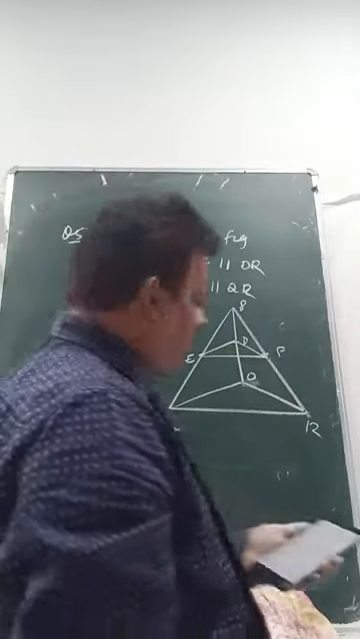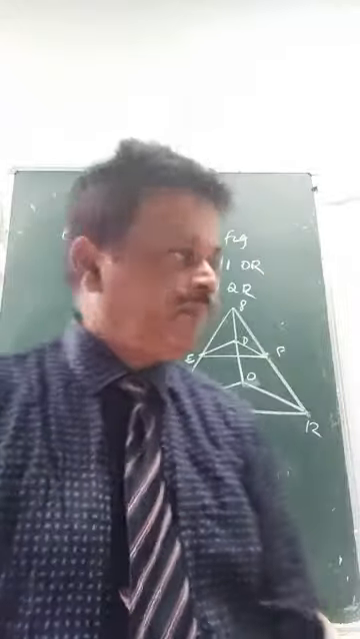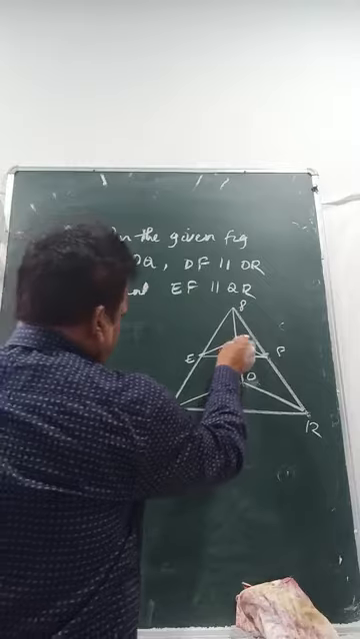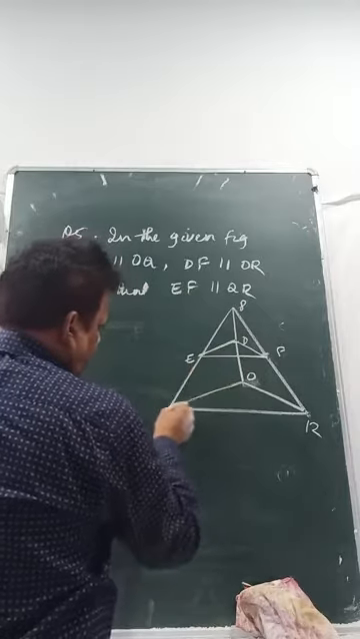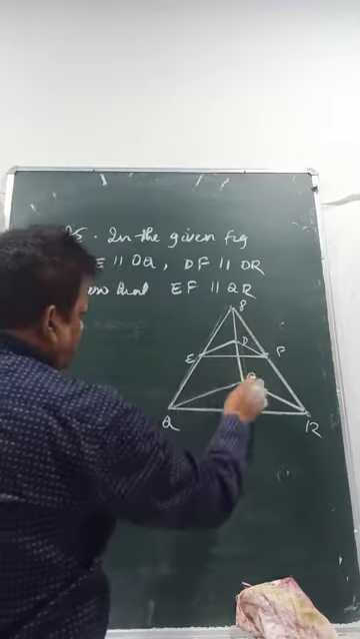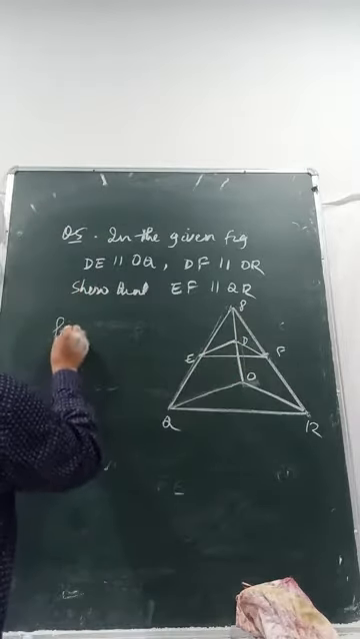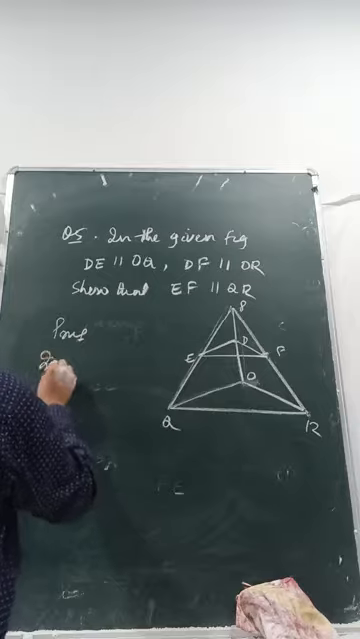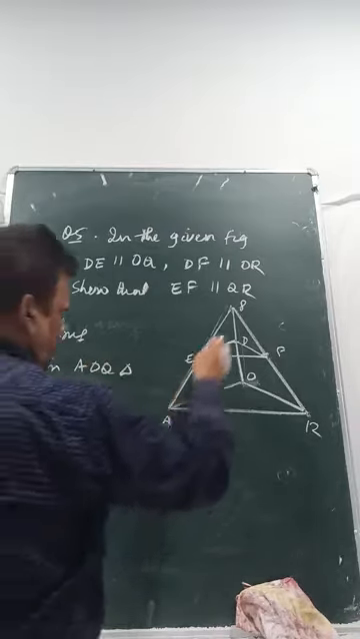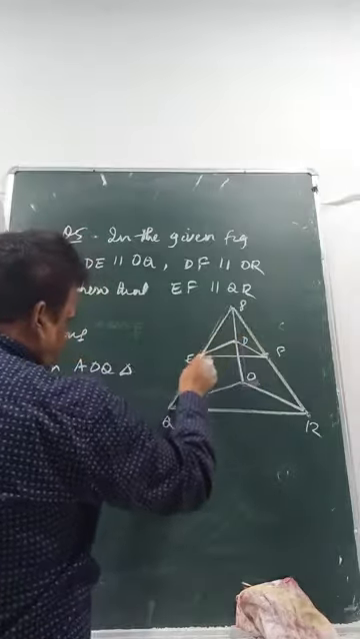Okay, now go part-wise. Same rule. DE parallel to OQ. Which triangle now? This triangle, AOQ triangle. So in AOQ triangle, AE by EQ.